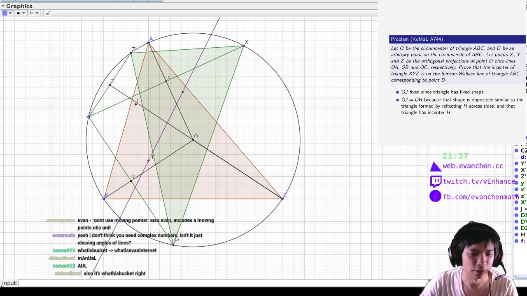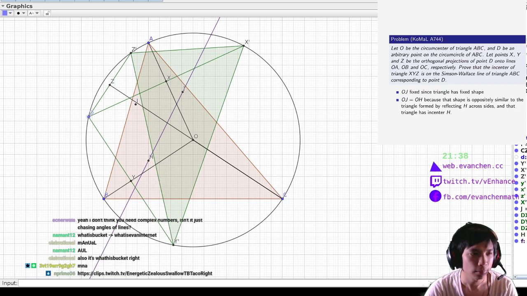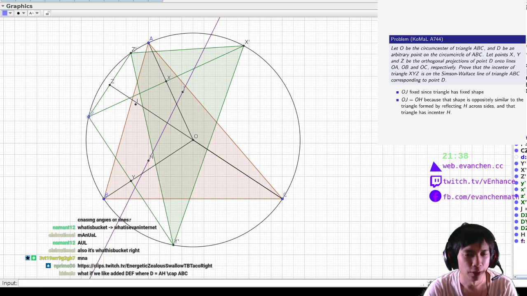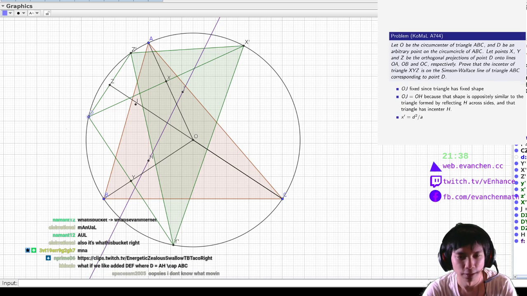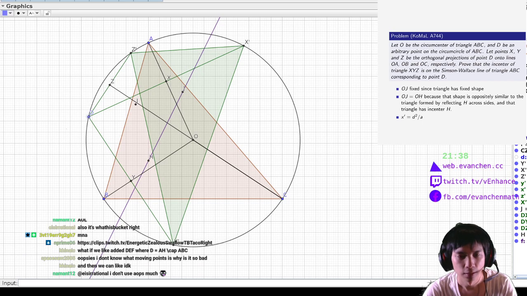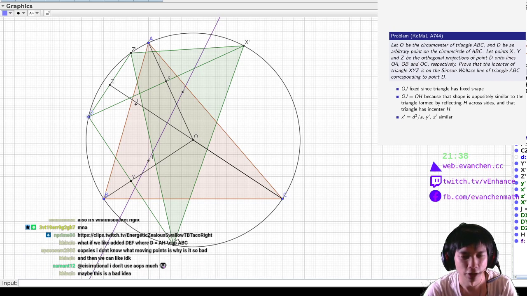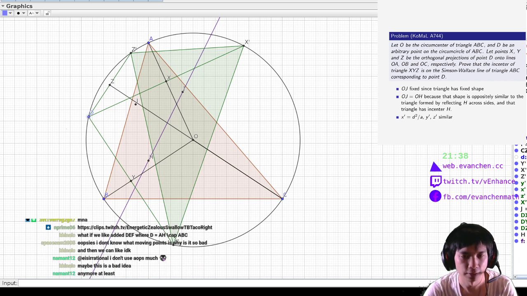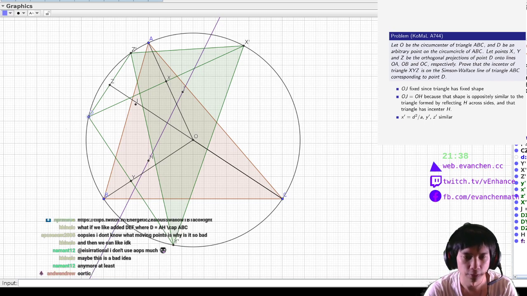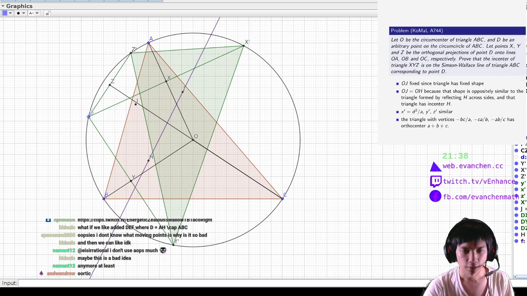Okay, we're just going to use complex. Screw it, we're just doing it. Okay, so x prime is d squared over a. Y prime, z prime, similar. And the triangle with vertices minus bc over a, minus a over b, minus ab over c has orthocenter a plus b plus c. So that happens.